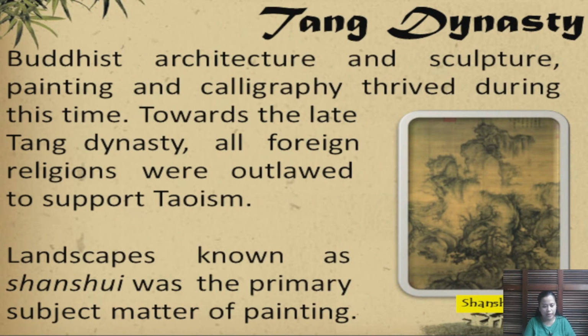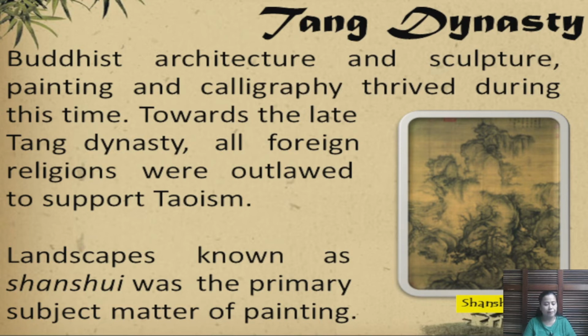Buddhist architecture and sculpture flourished in the Sui and Tang dynasty, which was particularly open to foreign influence. Buddhist sculpture returned to a classical form inspired by Indian art of the Gupta period. Toward the late Tang dynasty, all foreign religions were outlawed to support Taoism. Taoism holds that humans and animals should live in balance with the Tao, or the universe. Taoists believe in spiritual immortality, where the spirit of the body joins the universe after death.